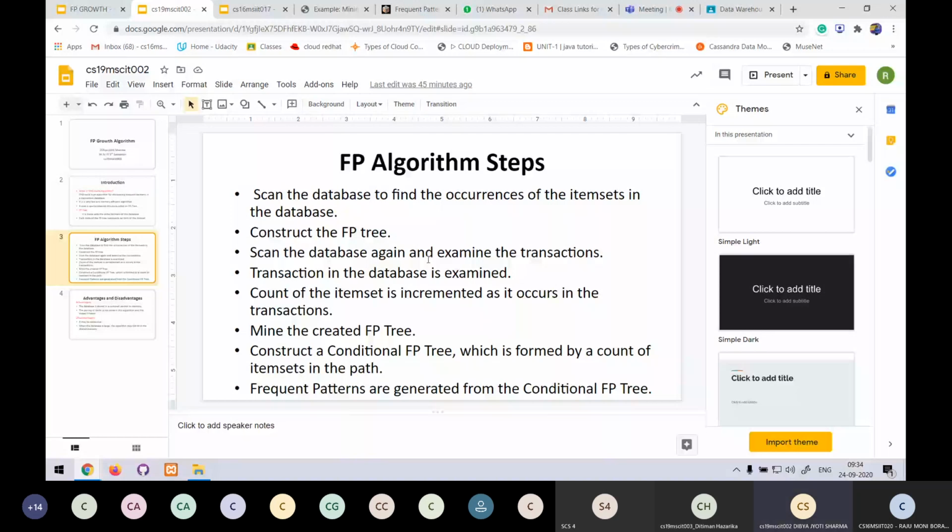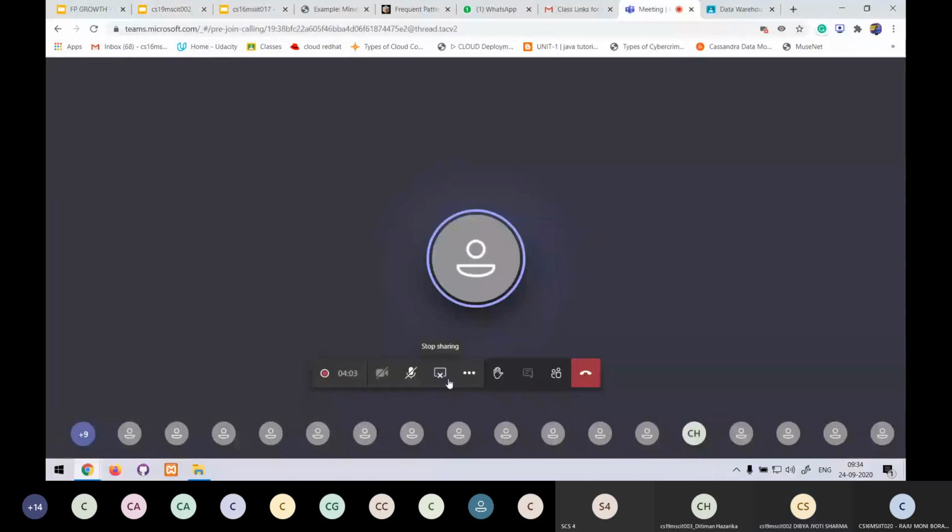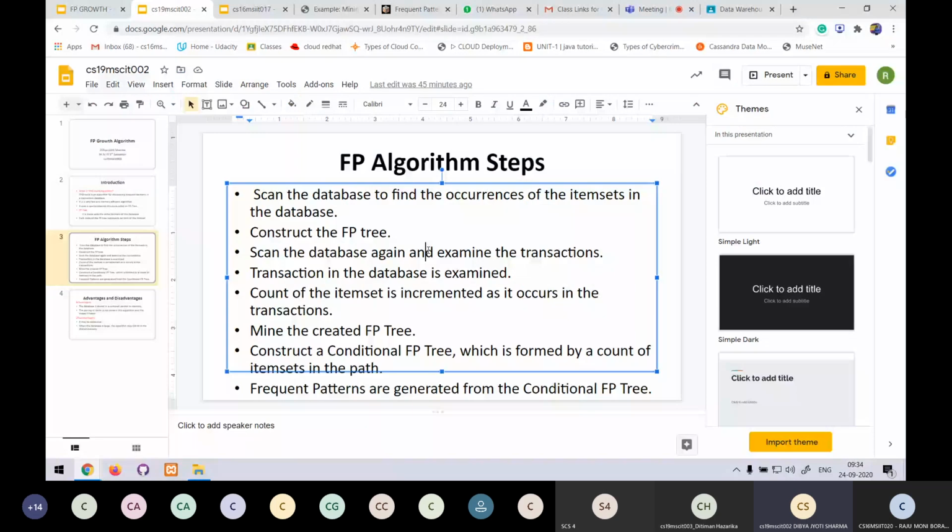Next, we go to the second step. The second step is to construct the FP tree. For this, create the root of the tree. The root is represented by null. The third step is to scan the database again and examine the transactions. Examine the first transaction and find out the item set in it. The item with max count is taken first at the top, and the next item with lower count, and so on.